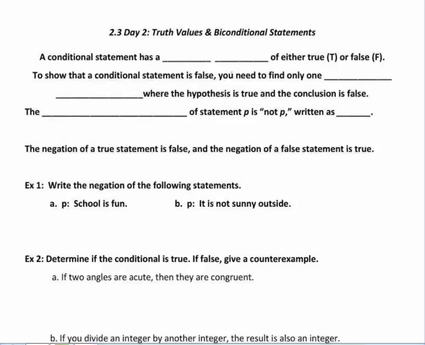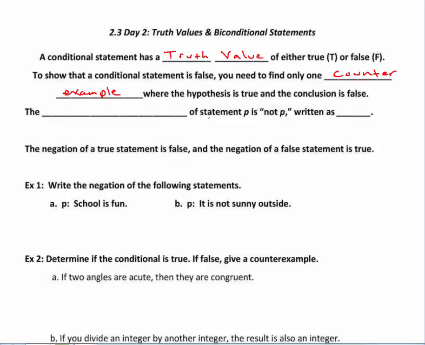So we're going to continue with conditional statements, and we're going to talk about conditional statements being true or false and what that really means. A conditional statement has a truth value of either true or false. That just means that a conditional statement can be true or it can be false. To show that a conditional statement is false, you need to find just one counterexample. And so you find a counterexample where the hypothesis is true and the conclusion is false.